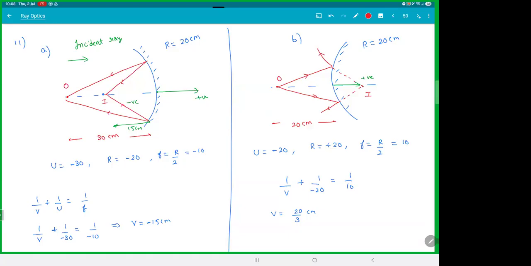Plus, it is on the other side. Light rays cannot meet on the other side. They appear to meet. This is a virtual image. All clear with the sign convention? Next one.